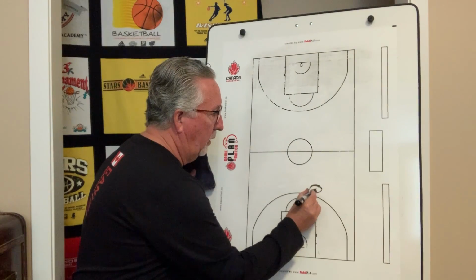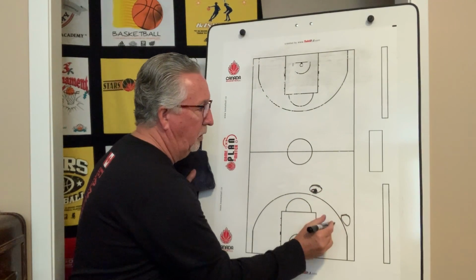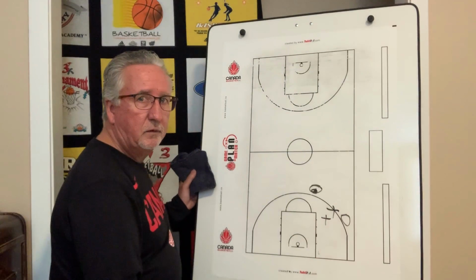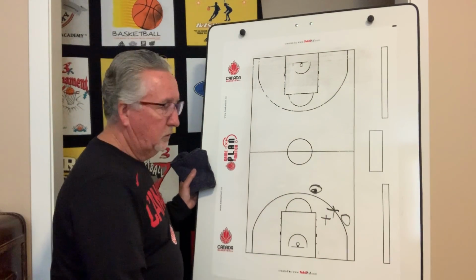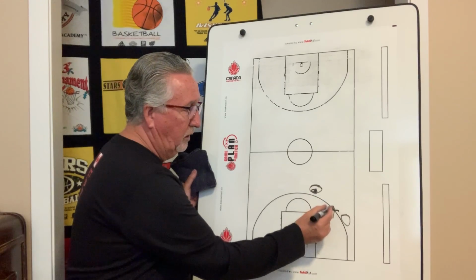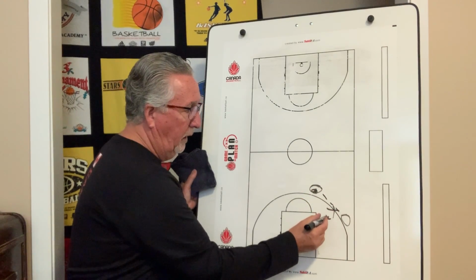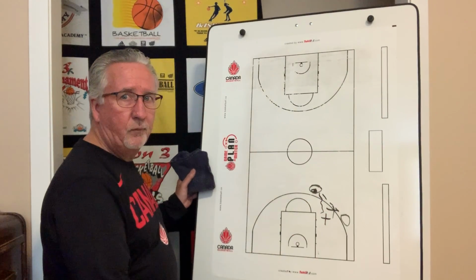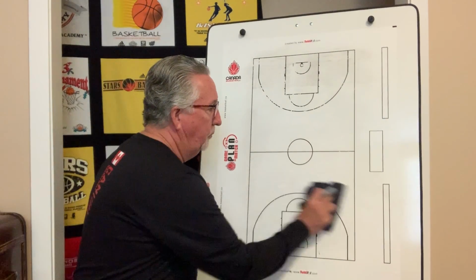Here's another one. Here's a ball up in the guard position. Here's a winger. Are we going to deny or are we going to be in a 1.5? Teach both. Say, there's going to be times where we're going to deny so that pass can't be made. And there's times we're going to be in a 1.5 so that this kid can't drive to the basket. So you give them those options.